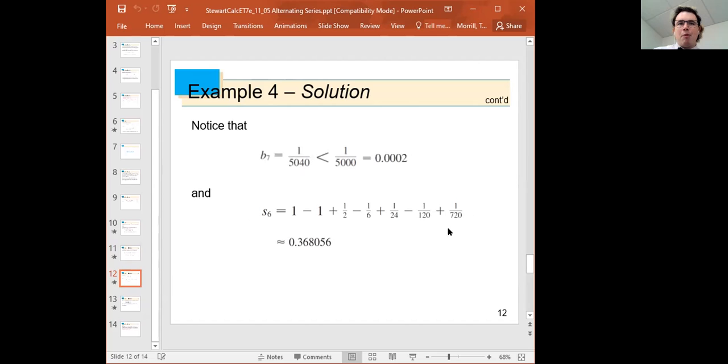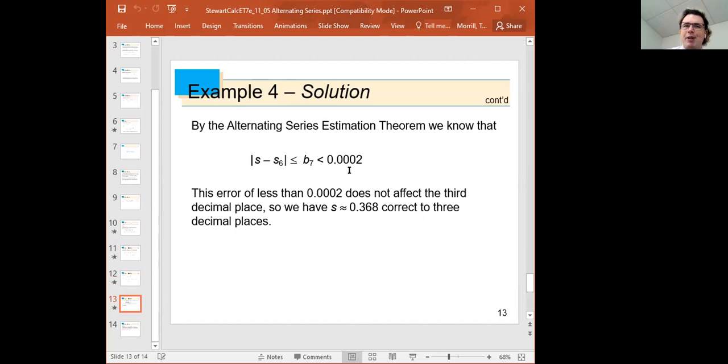So I can calculate the sum of the first 6 terms, stopping at S sub 6, and I get 0.368 and change. This will be off by some small amount, so I can't really trust any of my decimals past the thousandths place. But I know that the limit is going to start off 0.368. So the first 3 decimal places of this series are 0.368.